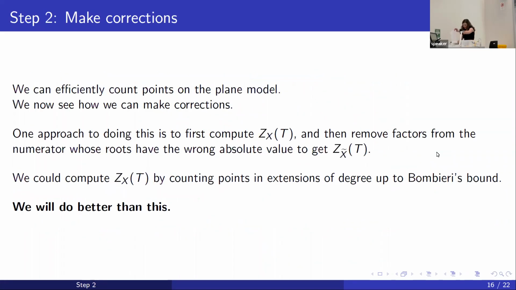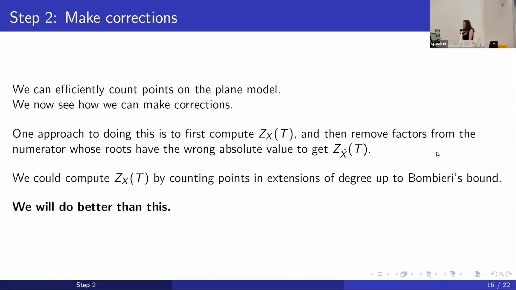Okay, now let's talk about sub-algorithm 2. One way we could do the work of sub-algorithm 2 is we could compute the zeta function of the plane model itself, and then we could remove factors from the numerator of that zeta function whose roots have the wrong absolute value, and that would give us the zeta function of the non-singular curve. To compute the zeta function of the plane model, we have to count points in sufficiently many extensions to recover the numerator of that zeta function.